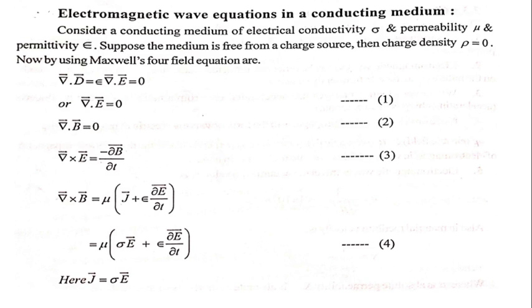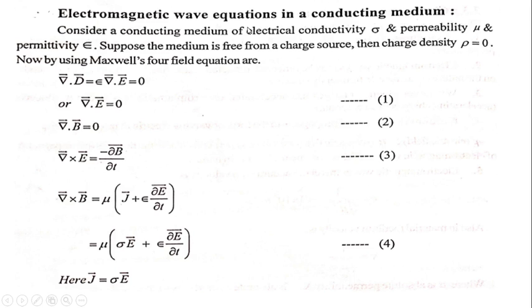Now see the electromagnetic wave equation in a conducting medium. Consider a conducting medium of electrical conductivity sigma. Electrical conductivity is denoted by sigma, permeability by mu, and permittivity by epsilon. Suppose the medium is free from a charge source, then charge density rho equals 0.